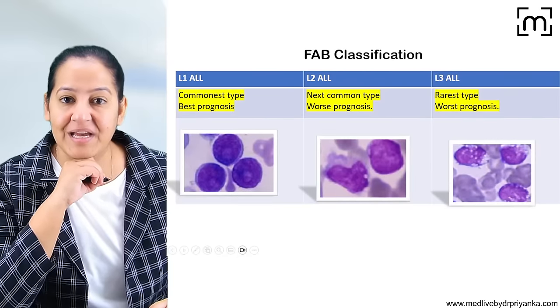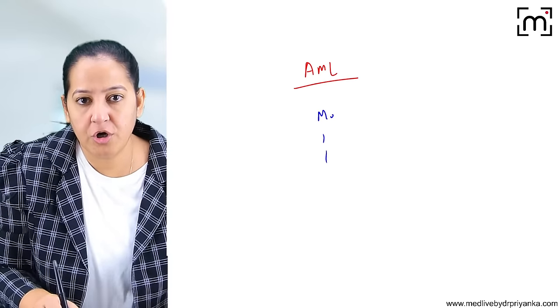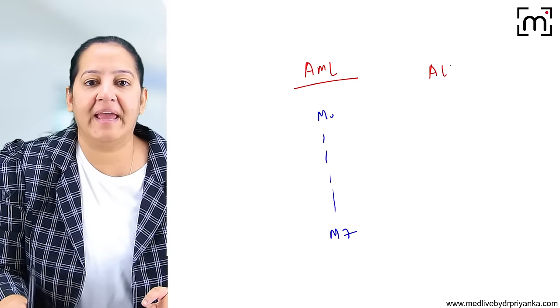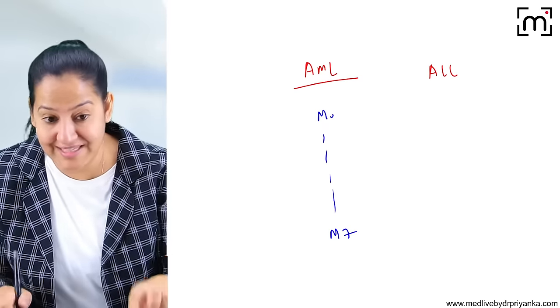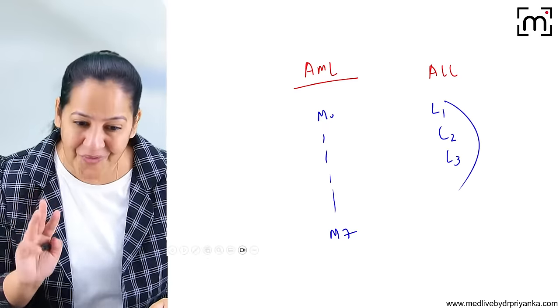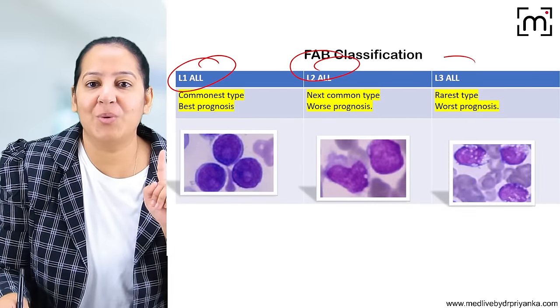So we can differentiate. According to FAB classification, AML was of 8 types, M0 to M7. But based on FAB classification, ALL is only of 3 types. There is no L0. We directly have L1, L2, L3. We have only 3 types. You can see L1, L2, L3.